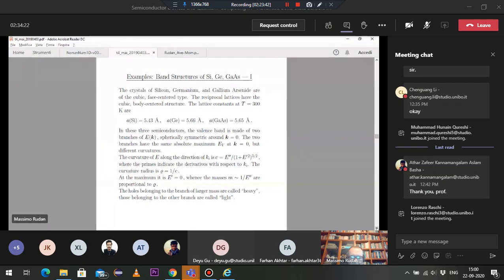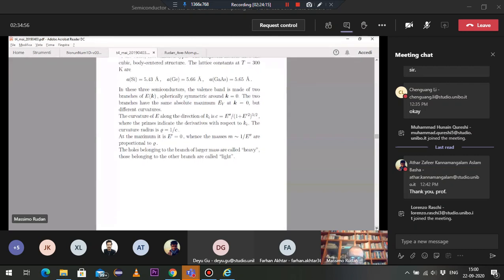We have already discussed the form of the bands because we have used the figure. I just remind you that in the valence band we have two branches. The branch that is with larger curvature radius has a larger mass, and for this reason the holes belonging to that branch are called heavy. Those belonging to the other branch are called light.